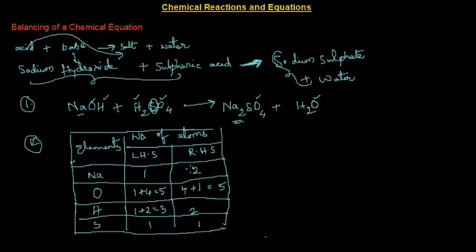Now, let us try to balance this equation. First, we have to start with sodium. Sodium, you have only 1 on LHS. So, I will be multiplying with 2 here. So, this 2 belongs to the whole NaOH. That means, now you have, instead of 1, you have 2 sodium atoms on LHS and 2 sodium atoms on RHS.